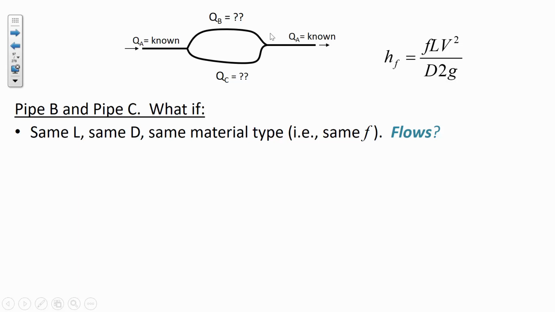So if the head loss is the same through both pipes, and let's say the water's flowing through pipe A and now it encounters the split. If both of the paths are the same, what would you expect will be the case for the flows? How much goes through each of them?